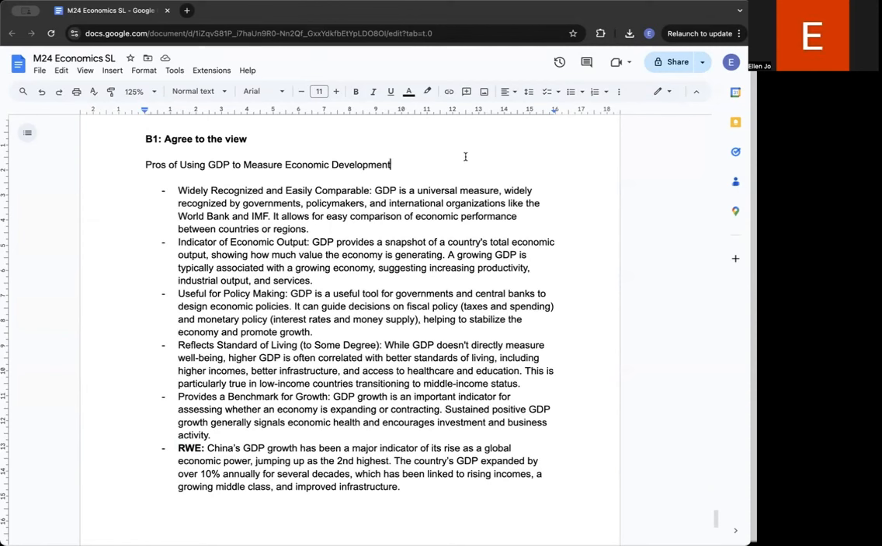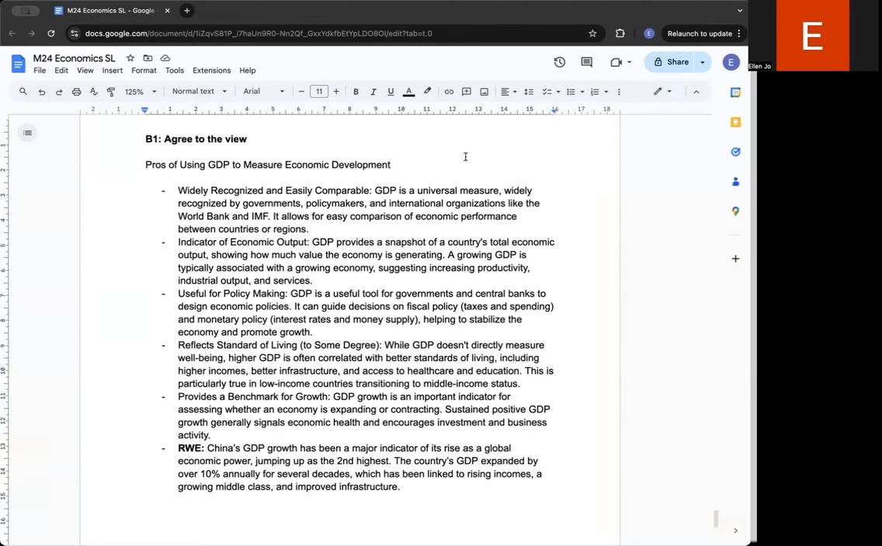As a universal measure, real GDP is widely recognized by governments, policymakers, and international organizations like the World Bank and IMF, which means this measure allows for easy comparison of economic performance between countries or regions. Also, the GDP measure provides a snapshot of a country's total economic output, showing how much value the economy is generating. So it is typically associated with a growing economy, suggesting increasing productivity, industrial output, etc. And it is a useful tool for governments and central banks to design economic policies.